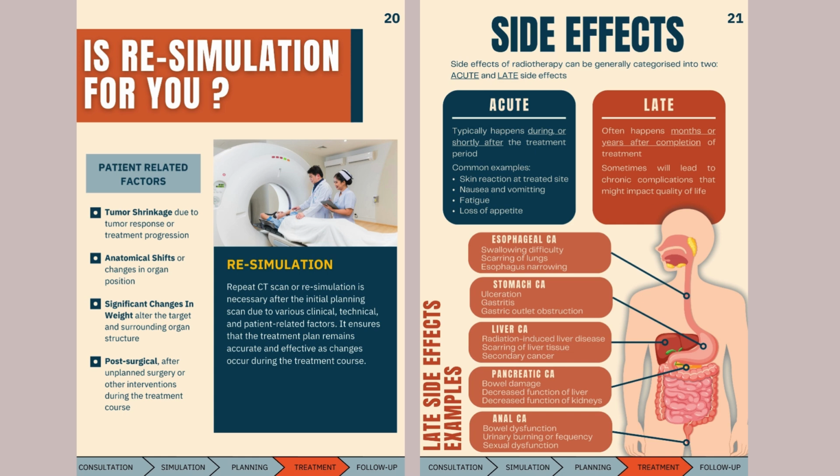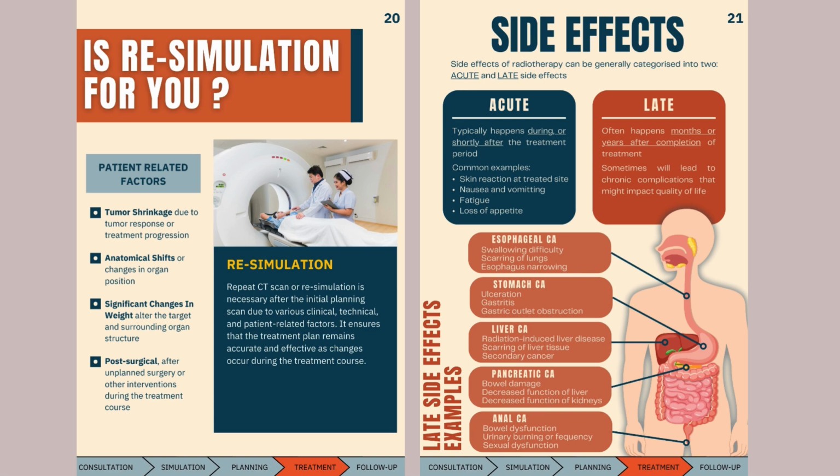Late side effects normally occur depending on the treated site. The examples of side effects of esophageal cancer include swallowing difficulty, scarring of the lungs, and esophagus narrowing. Side effects of stomach cancer include ulceration, gastritis, and gastric outlet obstruction.